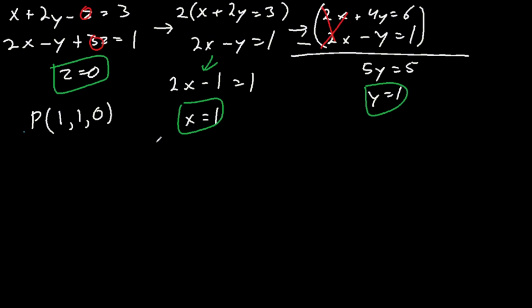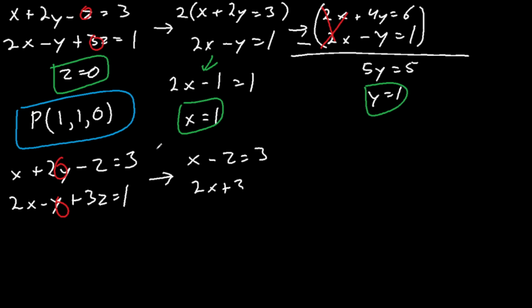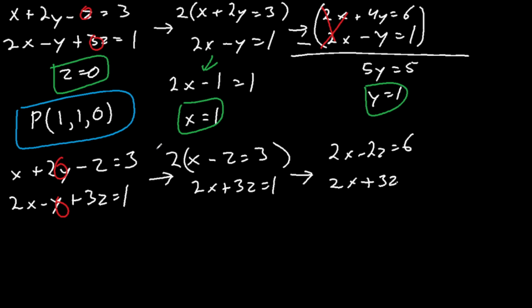Let's actually use a different color for that. Let's write down the equations again: 2x plus y minus z is equal to 3, and 2x minus y plus 3z is equal to 1. This time, let's set y equal to 0. So when y is equal to 0, all we are left with is 2x minus z is equal to 3, and 2x plus 3z is equal to 1. You multiply the top equation by 2, and then you get 2x minus 2z is equal to 6, and then 2x plus 3z is equal to 1.